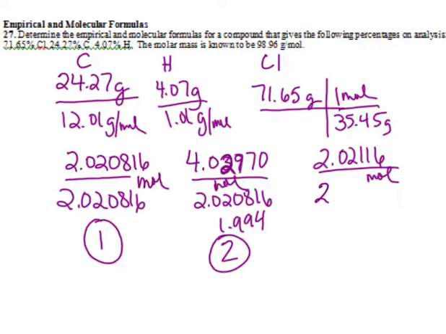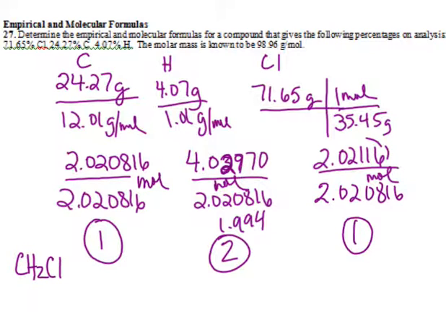And this one, Amelia was saying there's an issue with this number, it doesn't matter enough to change it. It's going to be 1. It's really close, right? Okay, so my ratio now is CH2Cl, right? This is my empirical formula.